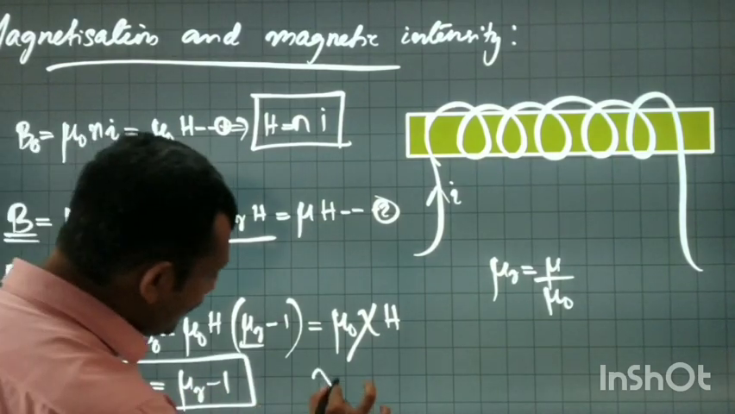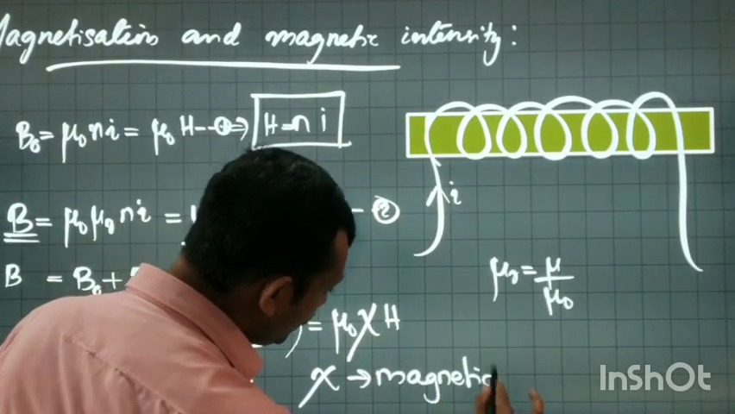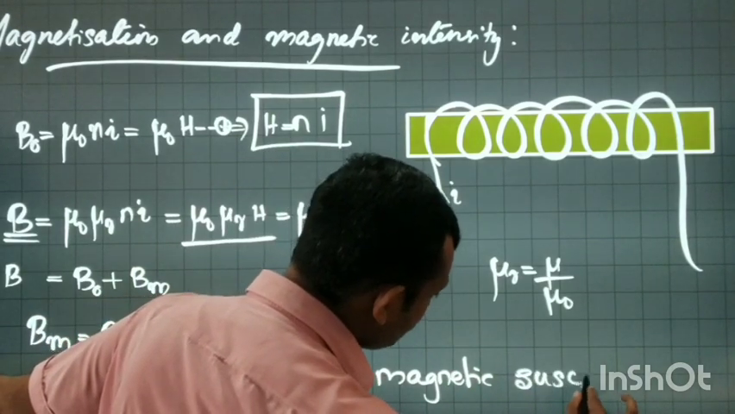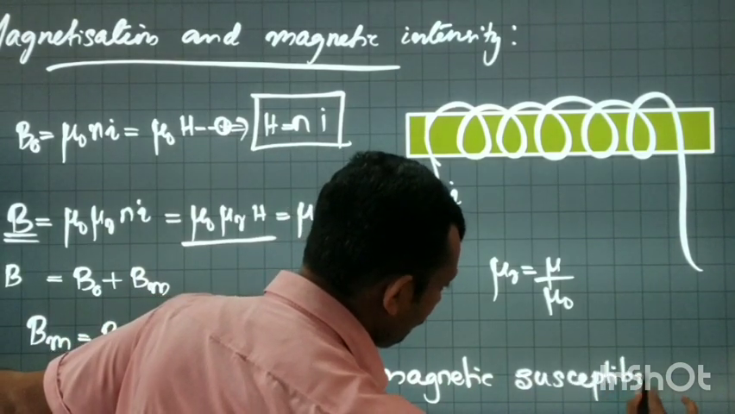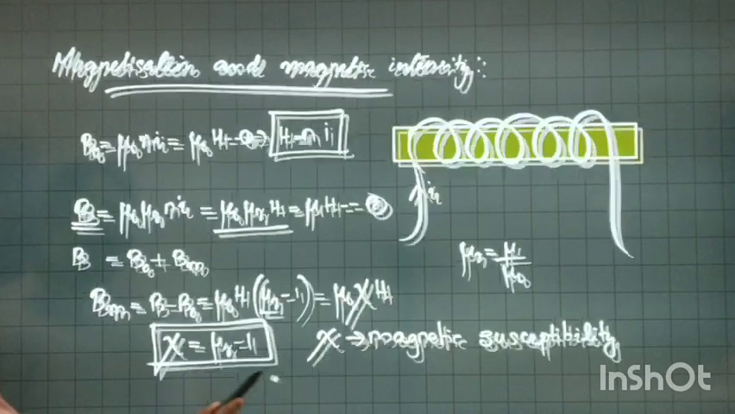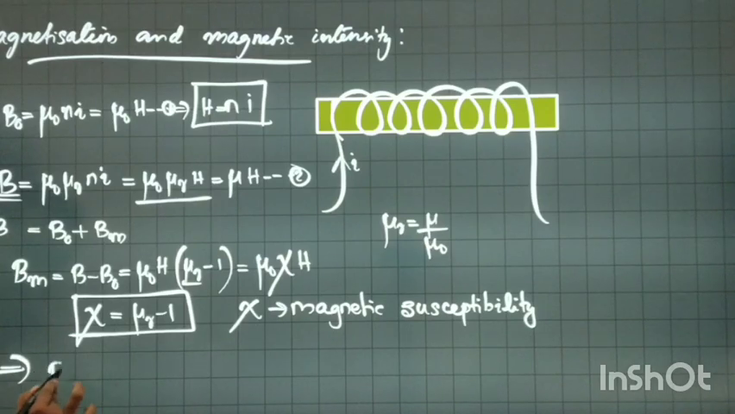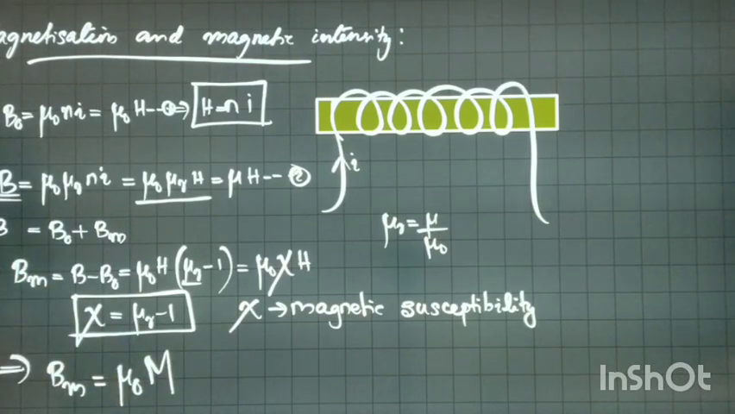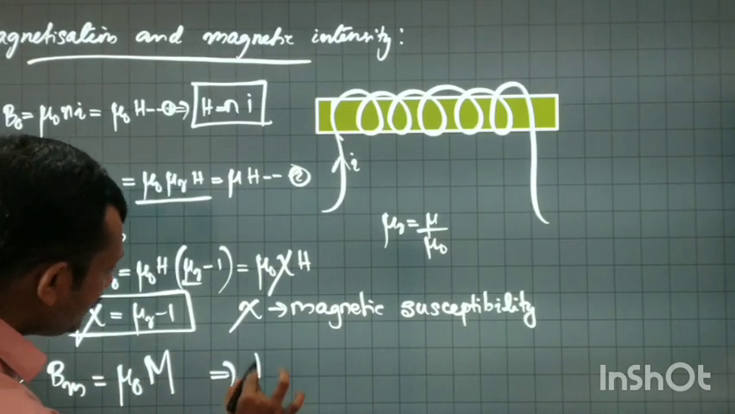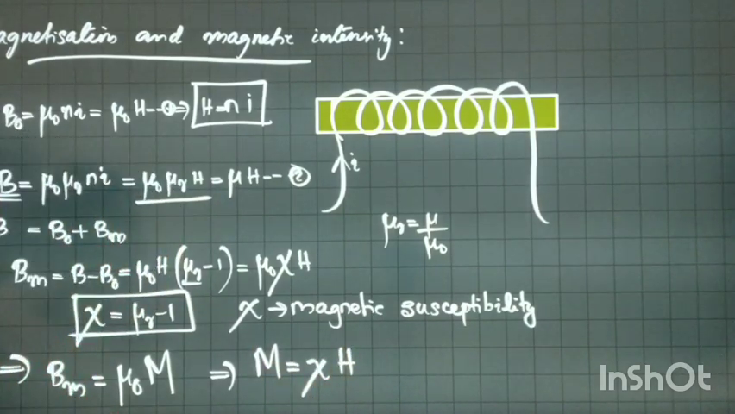And the term chi is called magnetic susceptibility. Chi is called magnetic susceptibility, and the value of chi is equal to mu r minus 1. Now I can also say Bm is equal to mu0 into capital M, which implies capital M is equal to chi into H.